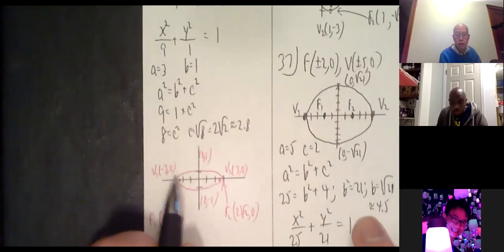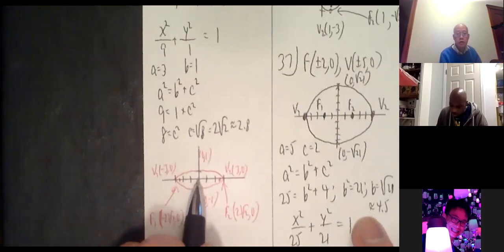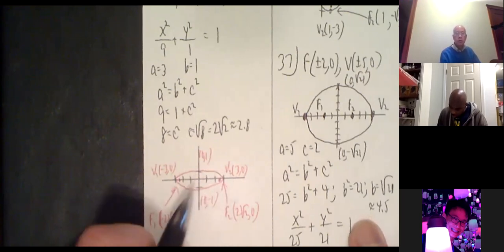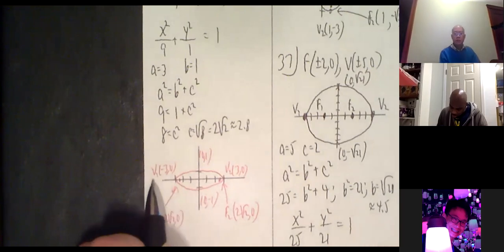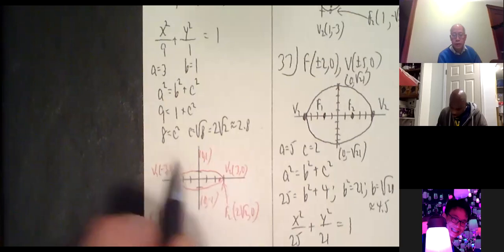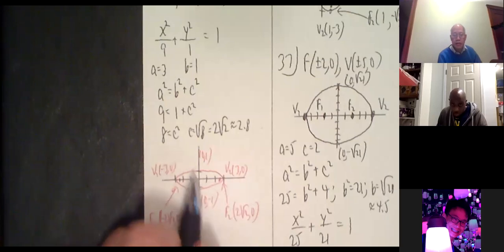Okay, so here we go. So 3 to the left and right, only 1 up and down. So you can see it's bulging this way. So where are the vertices? Vertex 1, negative 3, 0. Vertex 2, V2, 3, 0. Endpoints of the minor axis, 0, 1, 0, negative 1.